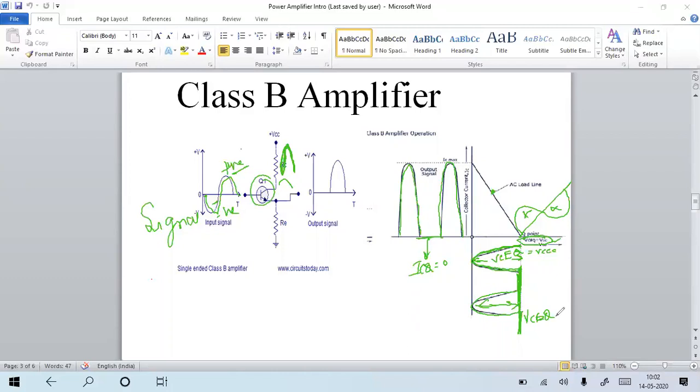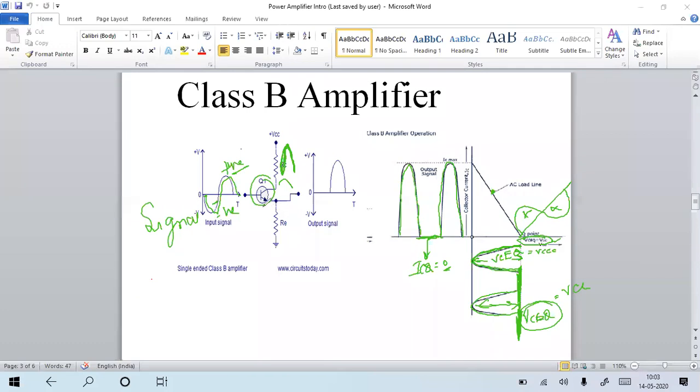When it is on, the output voltage is sinusoidally varying. Correct? The output voltage, that means the circuit voltage, is sinusoidally varying. When the negative signal enters, the output voltage is not sinusoidal; it is DC in nature. Output voltage is VCEQ, output current is ICQ. ICQ is 0, VCEQ equals VCC. Getting my point?